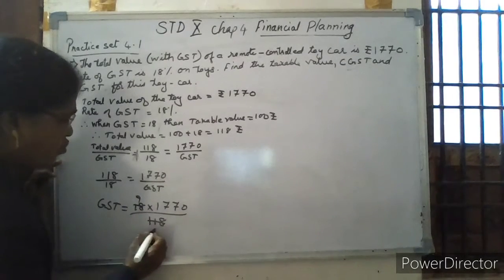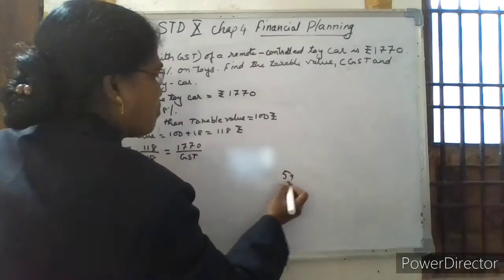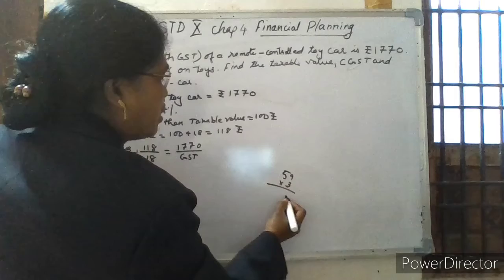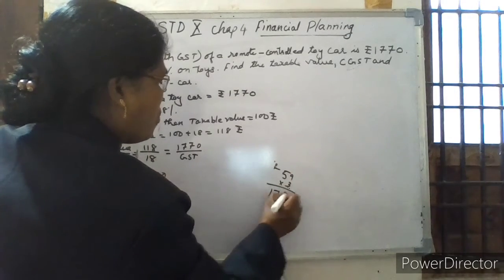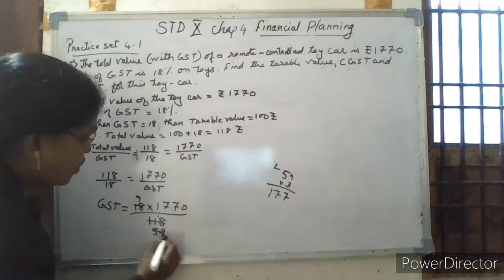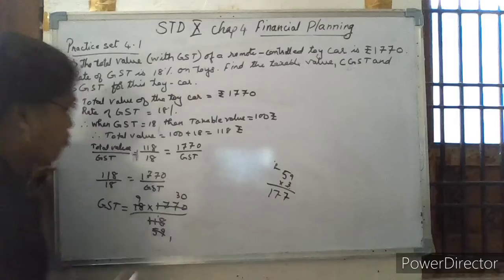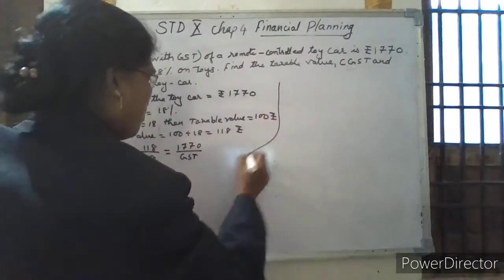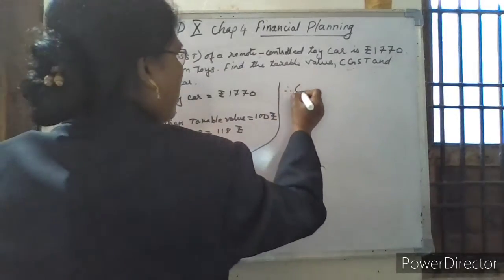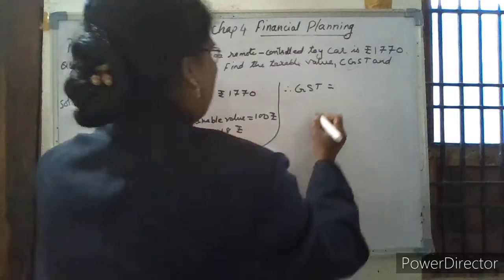2 9s are 18, 2 5s are 10, 11, carry 1, 2 9s are 18. Now 59, you take 3s are 3 9s are 27, carry 2, 3 5s are 15, 16, 17. I got 177. So 59 1s are 59, 3s are, and this 0 is left, put here this 0. Therefore GST will be equal to, therefore GST is equal to, this 9 is left and 30 is left.